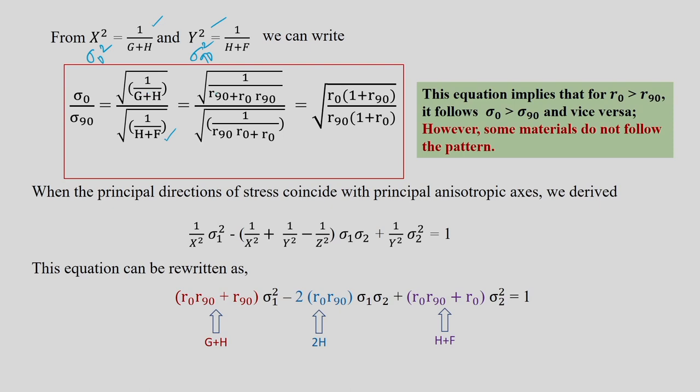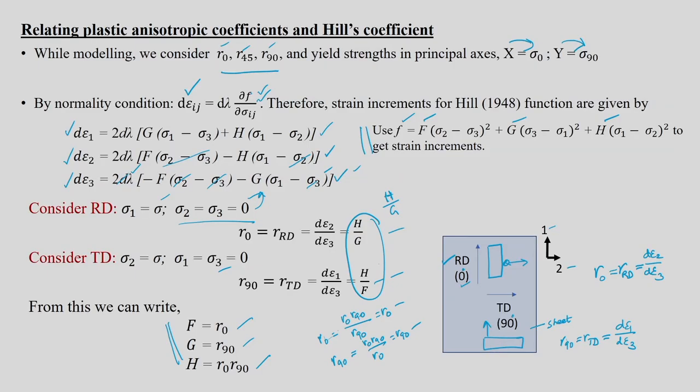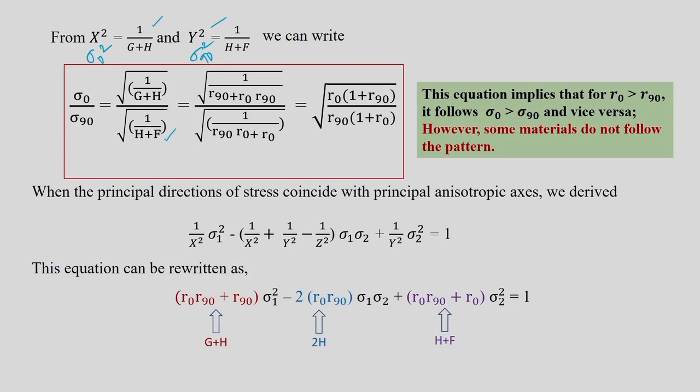What is g? What is h? We already derived it. G is nothing but r90, h is r0 r90, which is also written here, and f is r0. Everything is substituted here and you will get this simple equation. If you want the ratio of sigma 0 divided by sigma 90 for Hill's 1948 yield function, you can relate it to r0 and r90 by this simple equation. This is a very important result for us with respect to the Hill 1948 yield function. This ratio is very important.